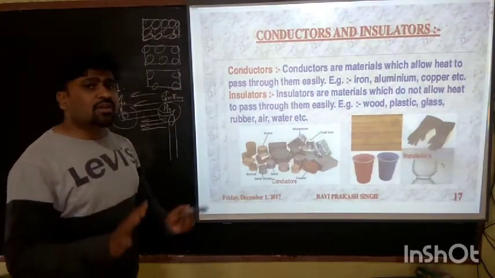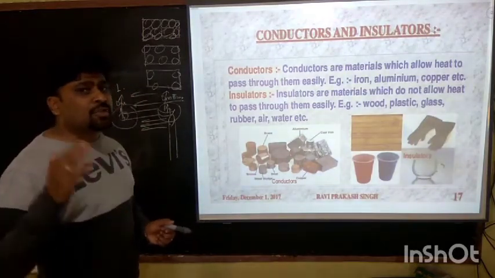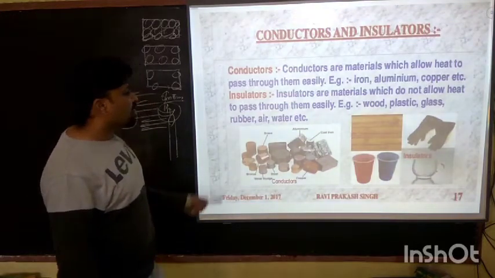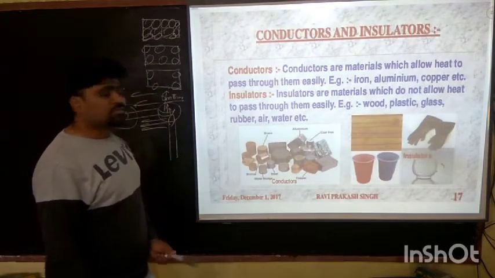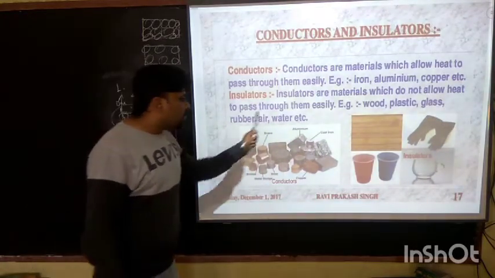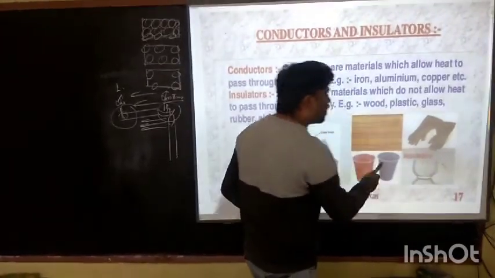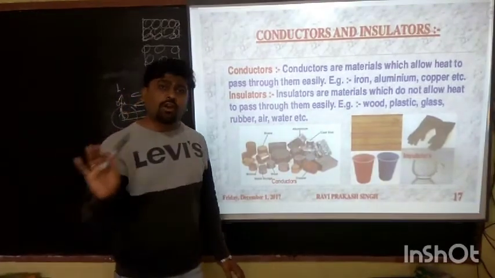The substances which allow the heat to pass through, such type of substances we call conductors. Examples for conductors: brass, aluminium, iron, copper, steel, etc. These are all examples for conductors. Now these are all examples for insulators, which do not allow the current to pass through.